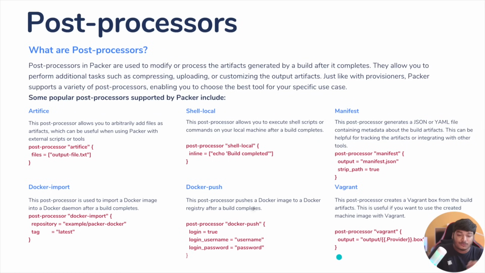And then we have Vagrant. Using the Vagrant post-processor, you can create a Vagrant box from the build artifacts, and this is useful if you want to use the created machine image with Vagrant. The syntax for this is post-processor, then vagrant, and then output is equal to the output path that you want to specify. Okay, these are the different post-processors.